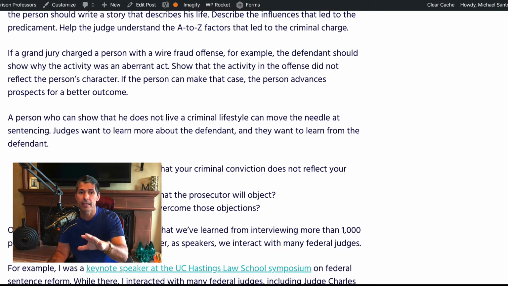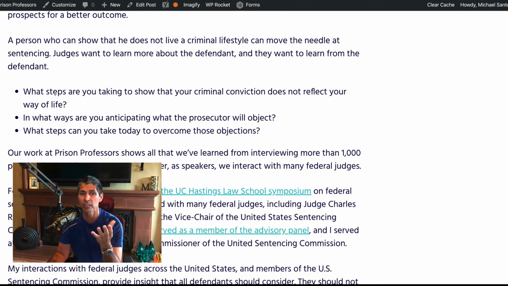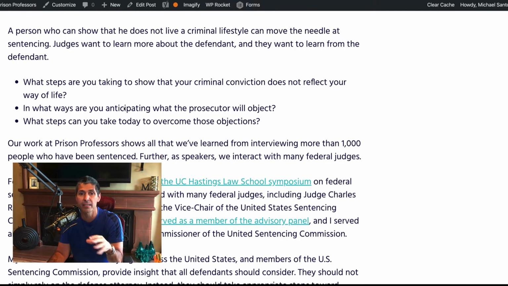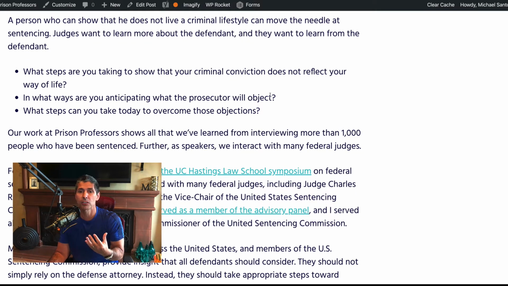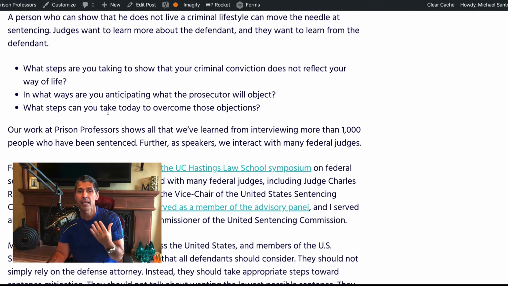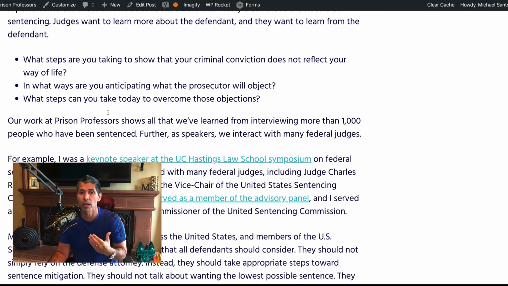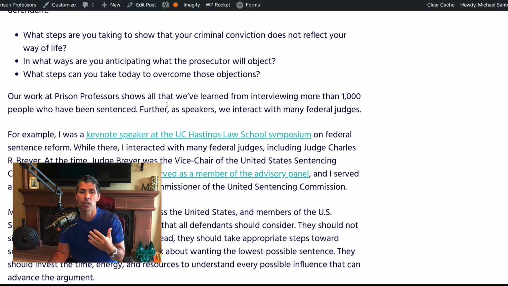This article even gives you some suggestions and some questions to ask. What steps are you taking as a defendant to show that your criminal conviction does not reflect your way of life? In what ways are you anticipating that the prosecutor will object? In what ways are you thinking about what you can do to overcome those objections?